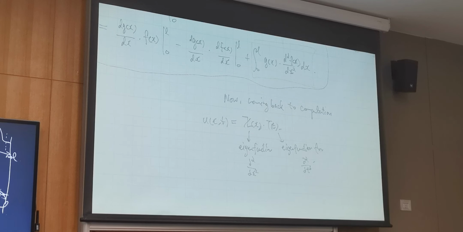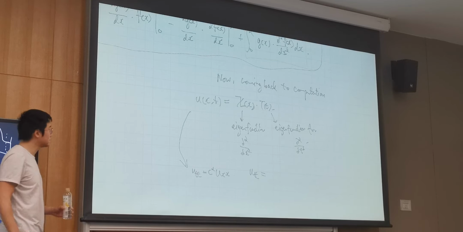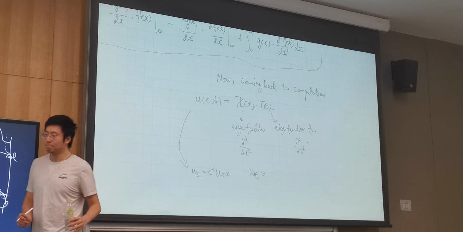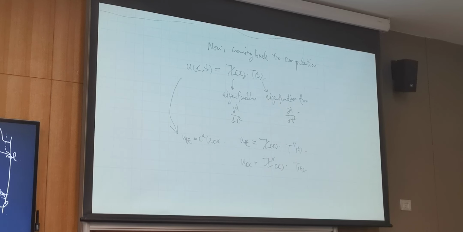Well, if my u(x,t) is expressed as this, first of all, my u should be the solution to u_tt equals c squared u_xx, right? So question number one, what is u_tt? It is big X multiplied by T double prime, right? That's good. What is my u_xx? It is X double prime multiplied by T, right? So that's good. So what is the relation between them? c squared. The relation between them is exactly that.